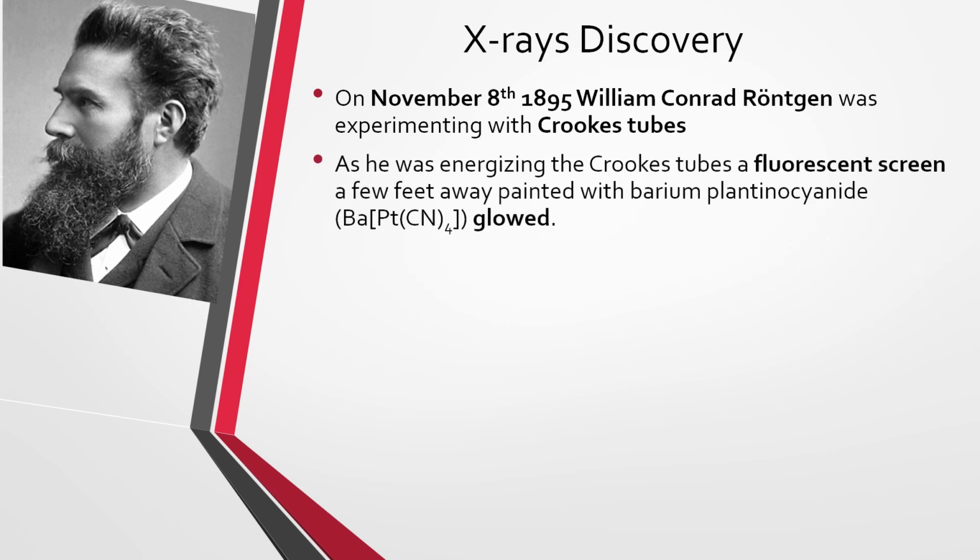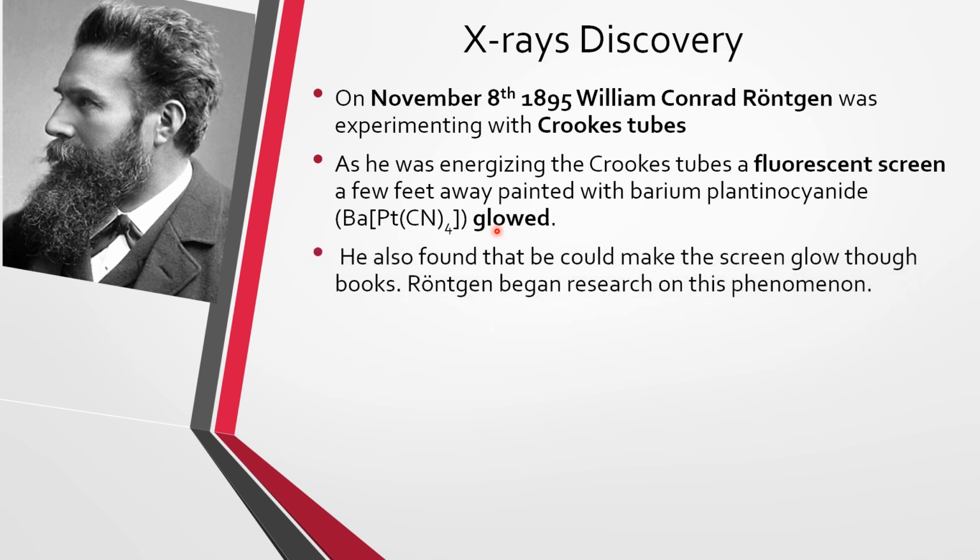He was energizing the Crookes tube, and a fluorescent screen a few feet away, painted with barium cyanide, which is this chemical here, glowed. It fluoresced, which, when something fluoresces, that just means that it emits light. He also found that he could make the screen glow through books. So Röntgen began researching this phenomenon.